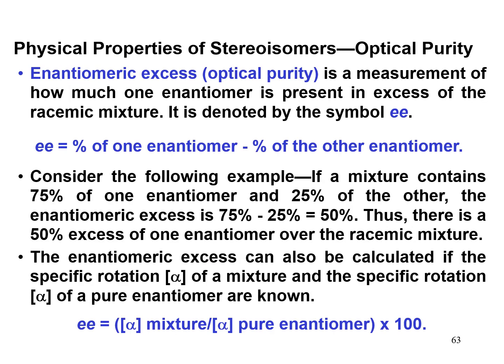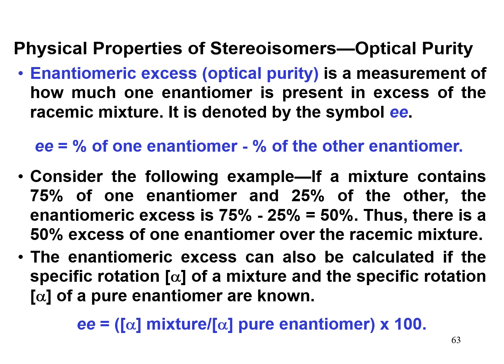Physical properties of stereoisomers. Enantiomeric excess, or optical purity, is the measurement of how much one enantiomer is present in excess of the racemic mixture. It is denoted as EE. So EE is equal to the percentage of one enantiomer minus the percentage of the other enantiomer. Consider the following example. If the mixture contains 75% of one enantiomer and 25% of the other, the amount of excess is 75 minus 25, that is 50.